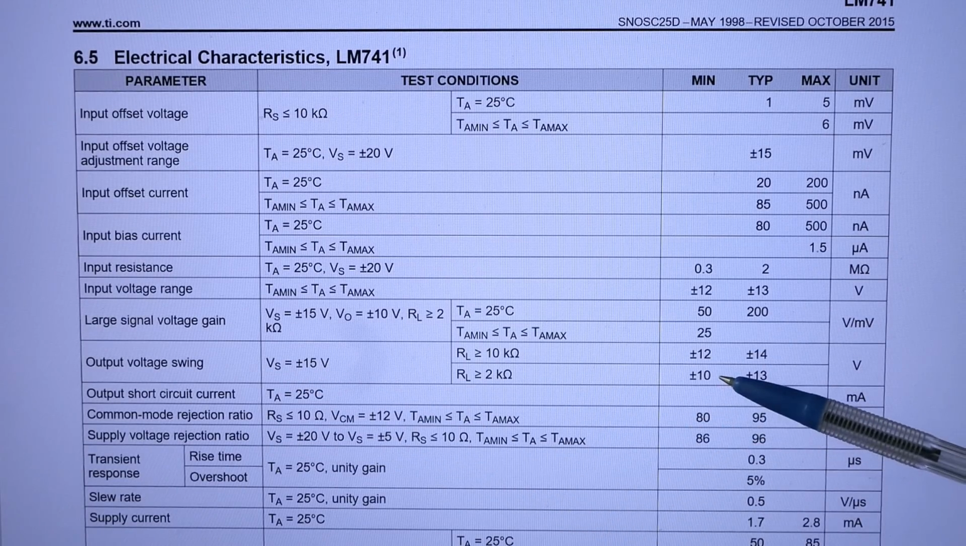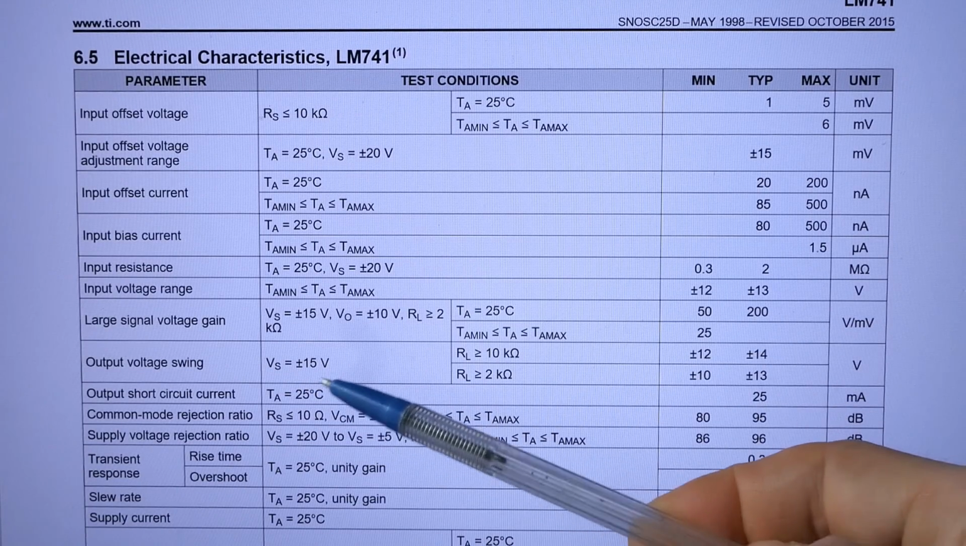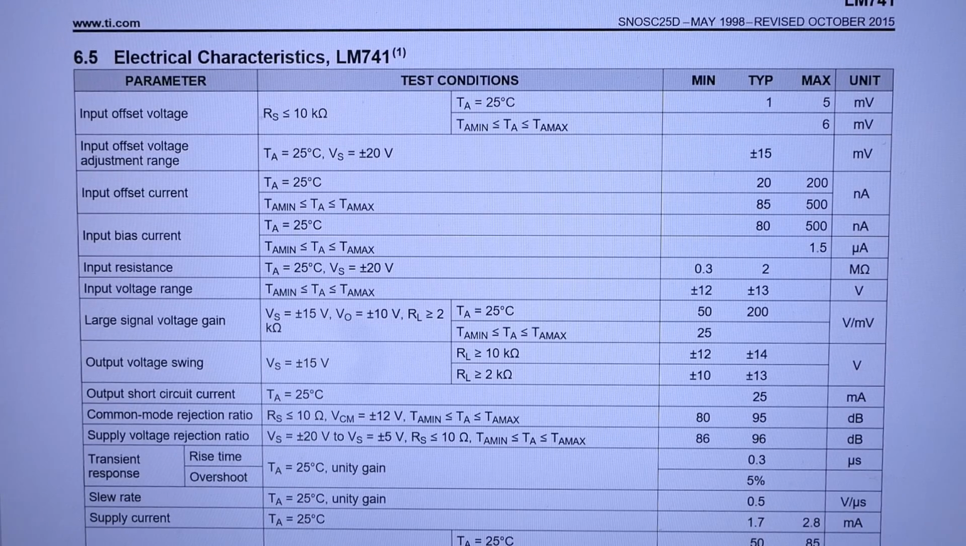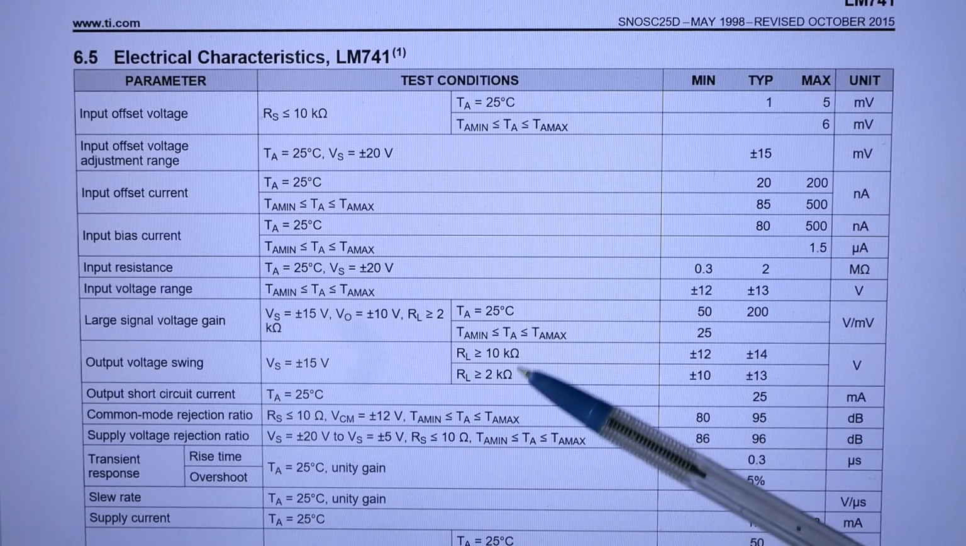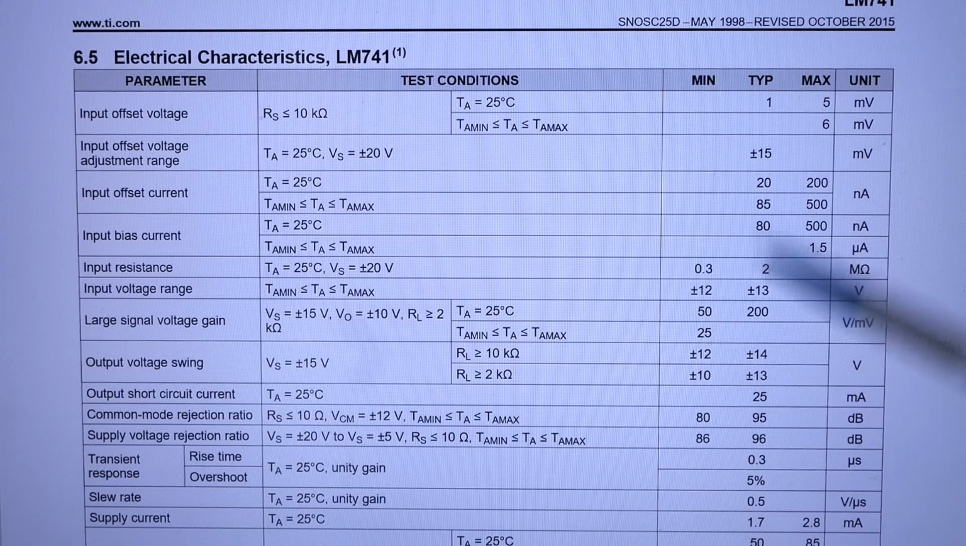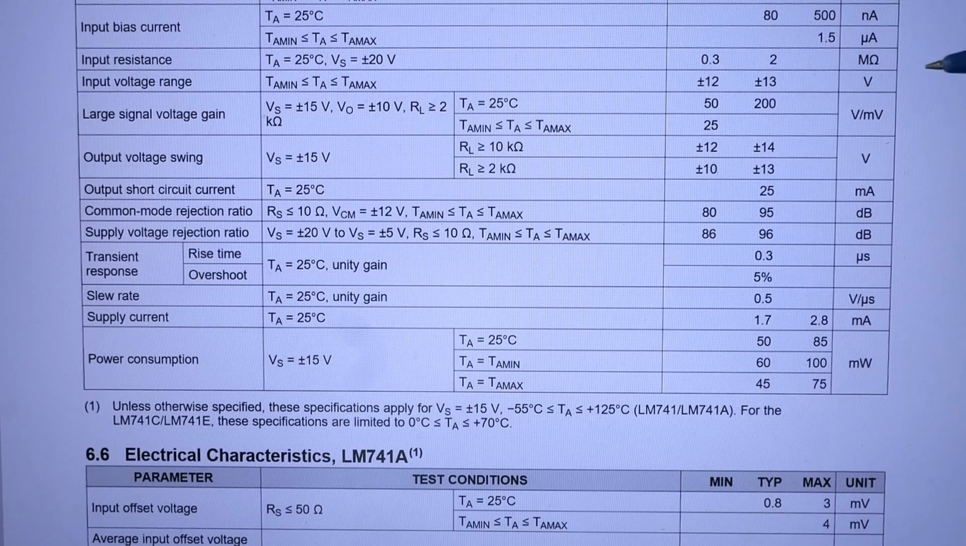And of course these values are always specified for a certain supply voltage. When reading the datasheet, always look at the test conditions, especially the supply voltage, but also the loading resistance at the output for the output specifications. And of course the OpAmp has some gain. Ideally it would be infinite, but in reality it's some big number, 200 volts per millivolt, which is like 200,000 times gain.